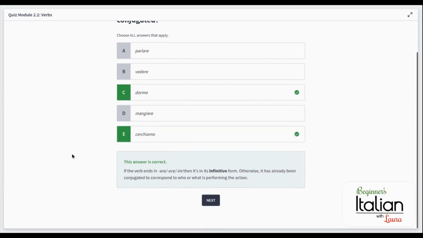Okay, so the correct answers were C and E. If the verb ends in are, ere, or ire, then it's in its infinitive form. Otherwise, it has already been conjugated to correspond to who or what is performing the action. In this case, dormo and cerchiamo.